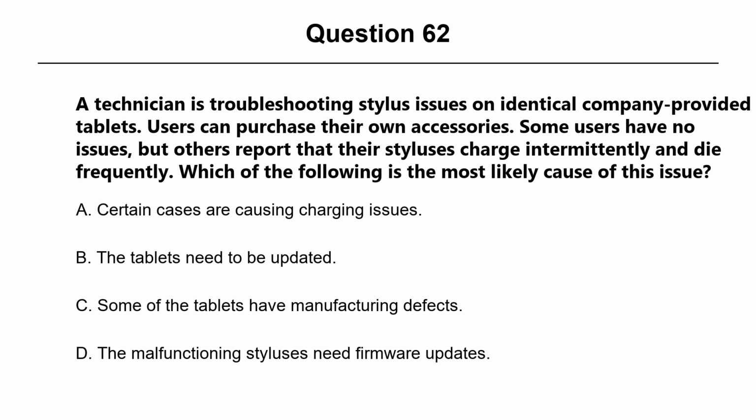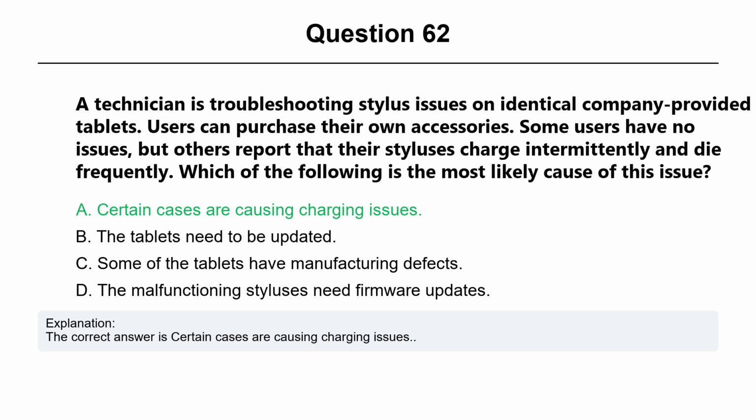Question 62. A technician is troubleshooting stylus issues on identical company-provided tablets. Users can purchase their own accessories. Some users have no issues, but others report that their styluses charge intermittently and die frequently. Which of the following is the most likely cause of this issue? Option A, certain cases are causing charging issues. Option B, the tablets need to be updated. Option C, some of the tablets have manufacturing defects. Option D, the malfunctioning styluses need firmware updates. The correct answer is option A, certain cases are causing charging issues.